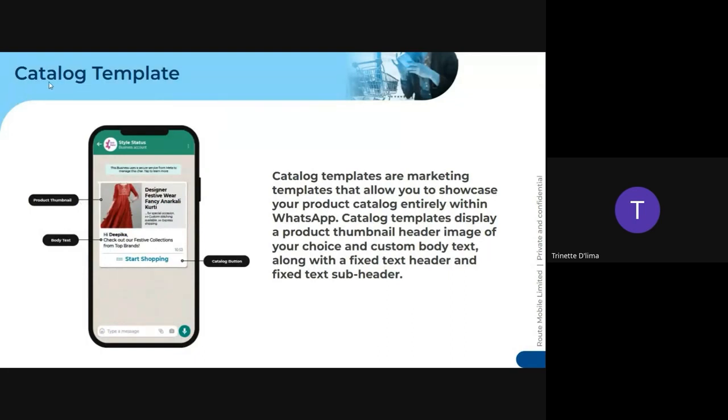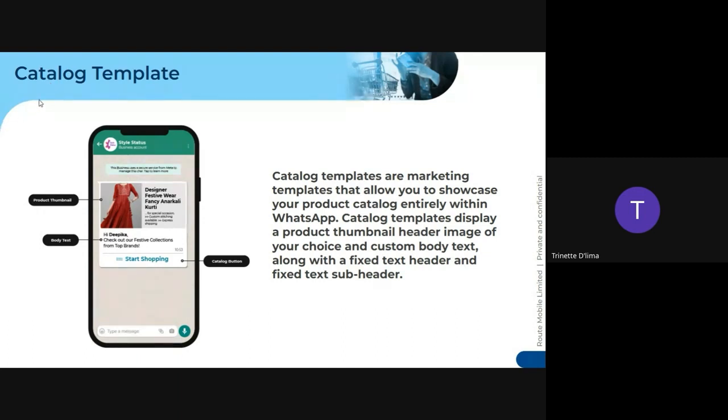Initially, we were able to send a catalog only within a session. Unless a user starts a conversation, a catalog message could not be triggered to the end user. However, now you can send a catalog as a template. You'll have to register a catalog as a marketing template, and then you can trigger a catalog template.